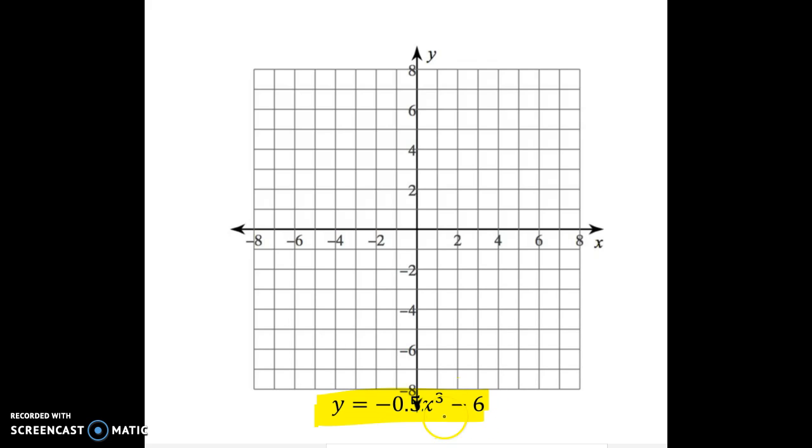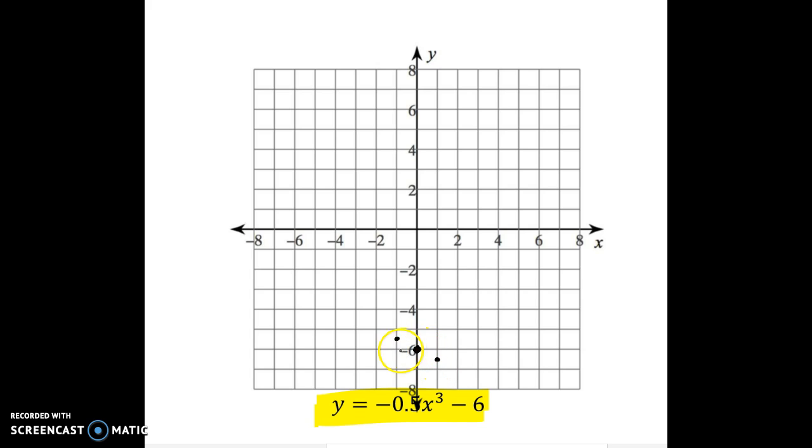So our vertex, we have no h value, but we do have a k, so it's shifted down 6, 0. It's a cubic. Normally our cubics, we go over 1, up 1, right? Now it's negative, so we go over and down. And instead of going down 1, we go down 0.5 of 1. So our value would be there.